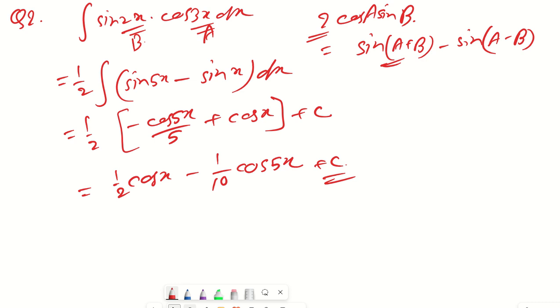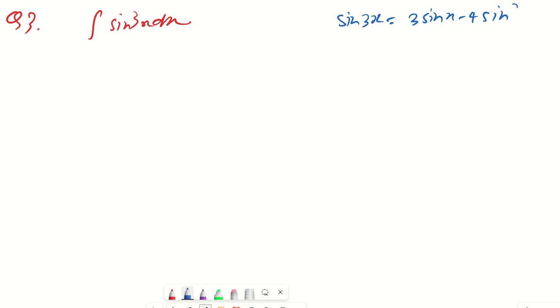Let us take another question. The question is integration of sine cube x dx. You already know the formula for sine cube, right? I had told you, what was that, sin 3x. So sin 3x was 3 sin x minus 4 sine cube x. So from here sine cube x can be very easily written.